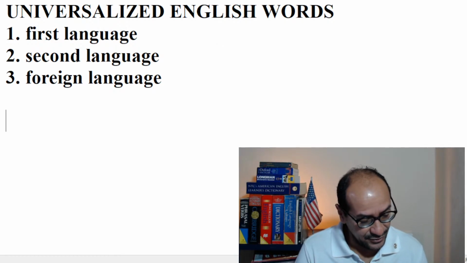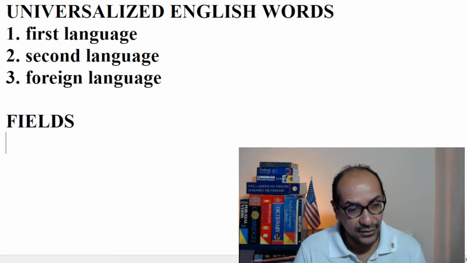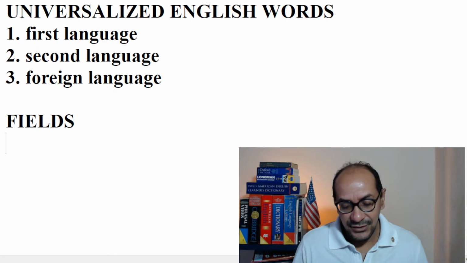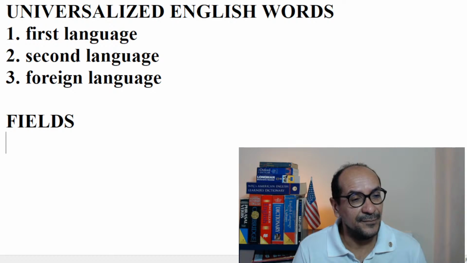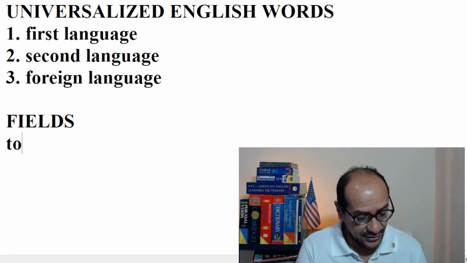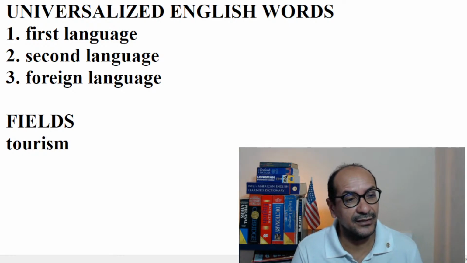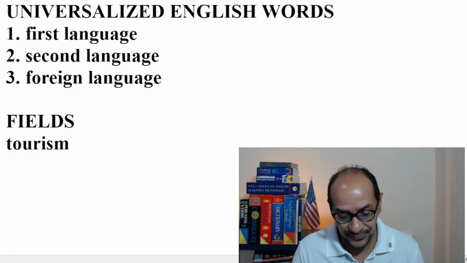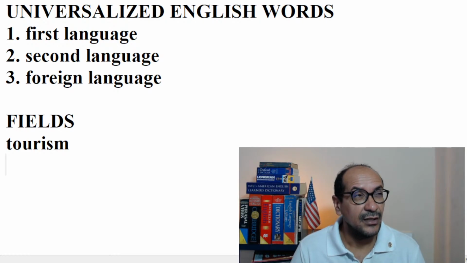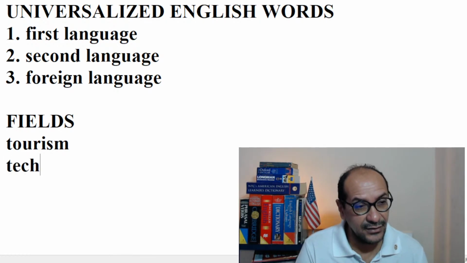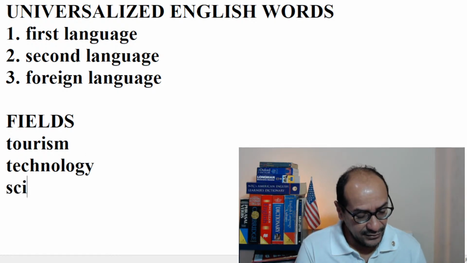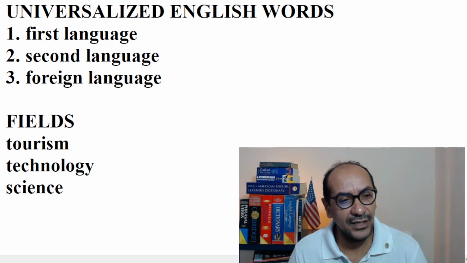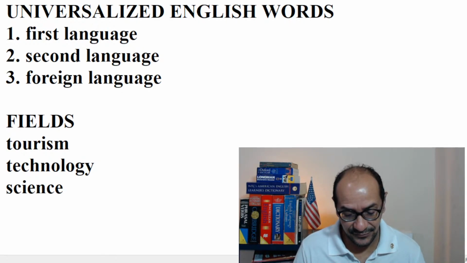Okay, so let me write here the word fields. When we talk about these universalized words, remember that we can talk about, for example, let me try to remember here, because it's live, right? I don't have things organized, but anyway, when you think about tourism, for example, we have some words. What else? Well, maybe technology is something that is very useful, and the last one, science. We can talk about education and stuff.